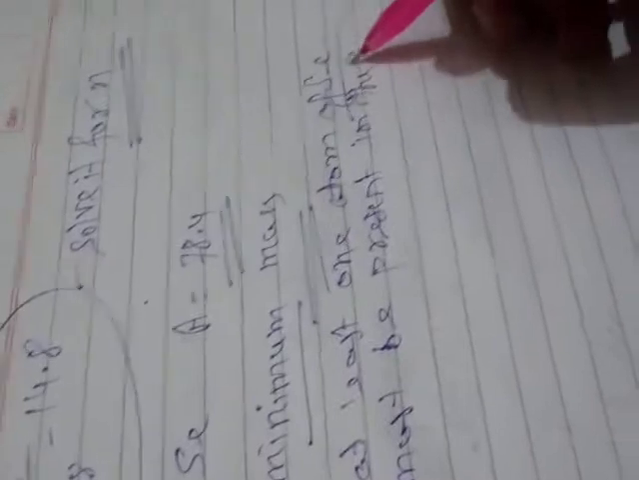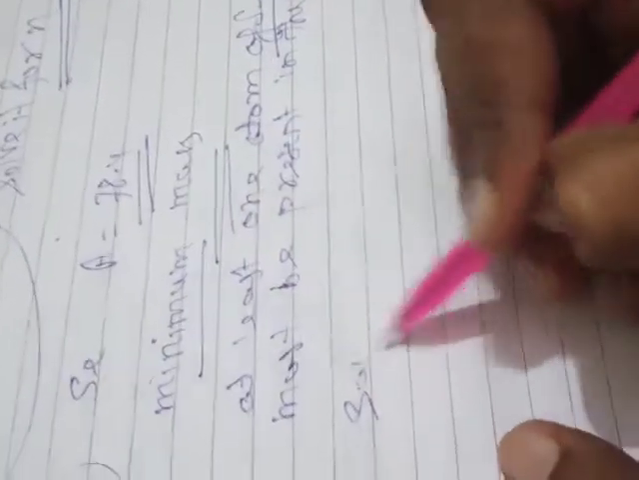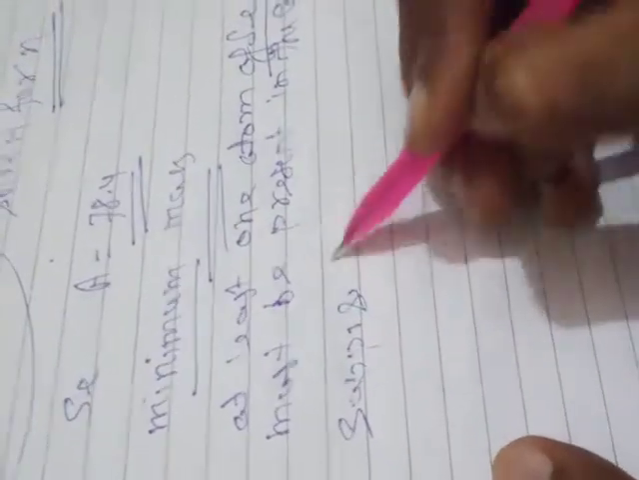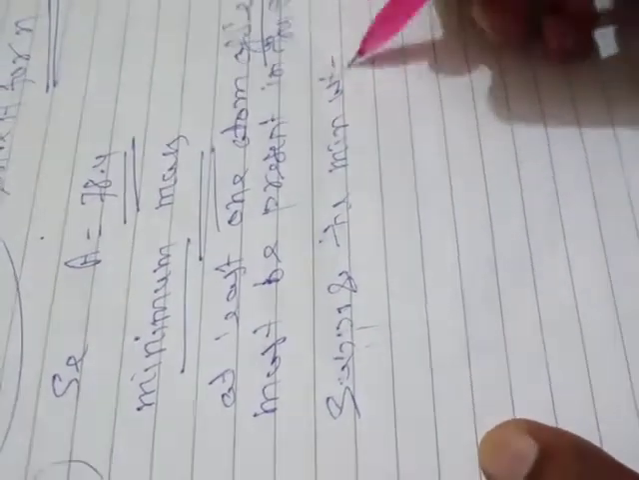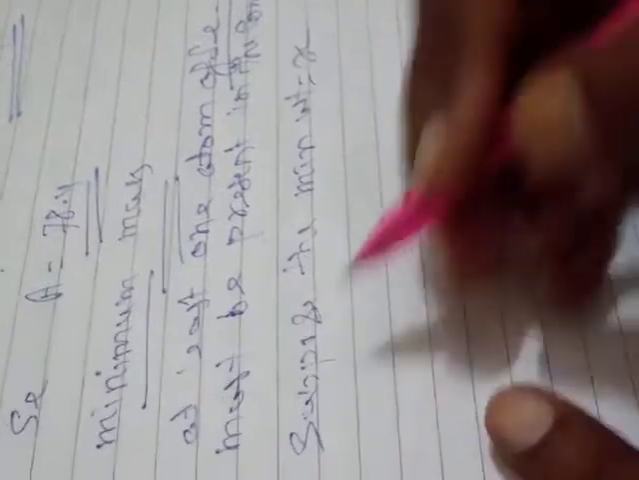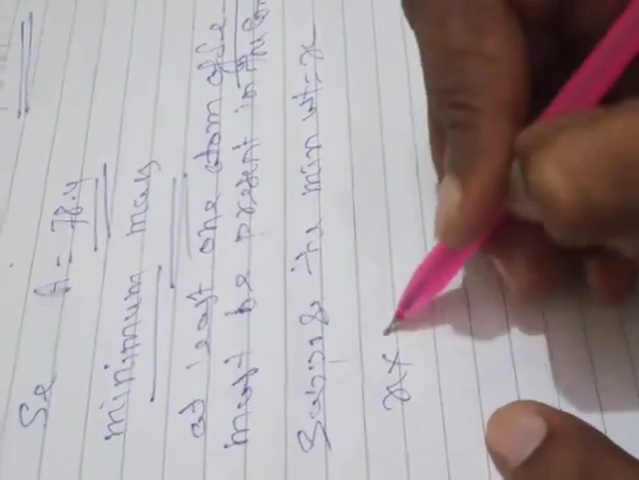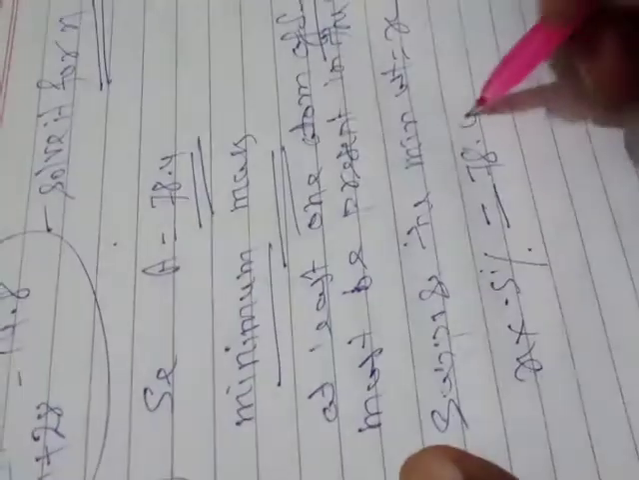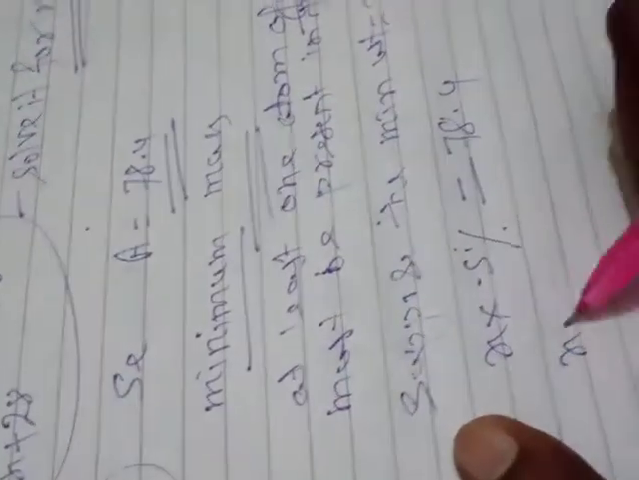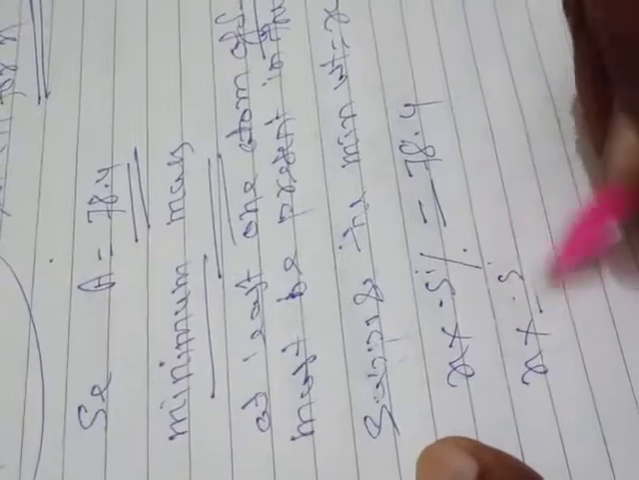Now see, here we are utilizing very normal mathematics. Suppose the minimum weight is x. Then x into 0.5% will be equal to its atomic mass, that is 78.4. Now change this percentage: x into 0.5 divided by 100.